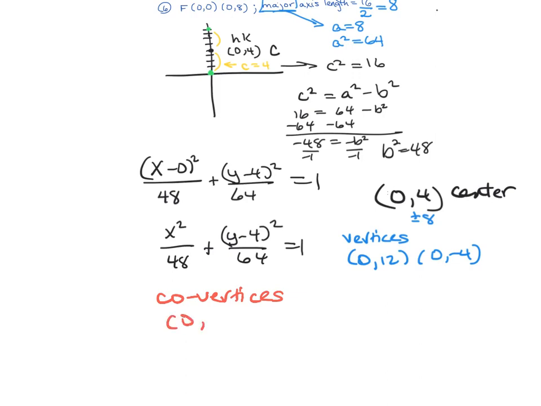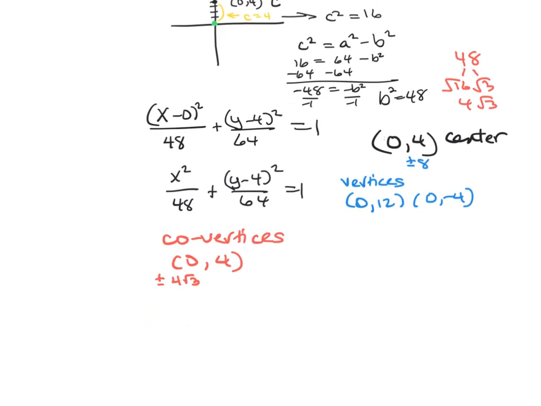So again, take your center. This time we're going to add and subtract the B value. So this time, if I wanted to add and subtract, I would have to break down the 48, and then I would get 4 radical 3. So my co-vertices, I would be adding and subtracting 4 radical 3. So I would get 4 radical 3 comma 4 and negative 4 radical 3 comma 4. And those would be the co-vertices.